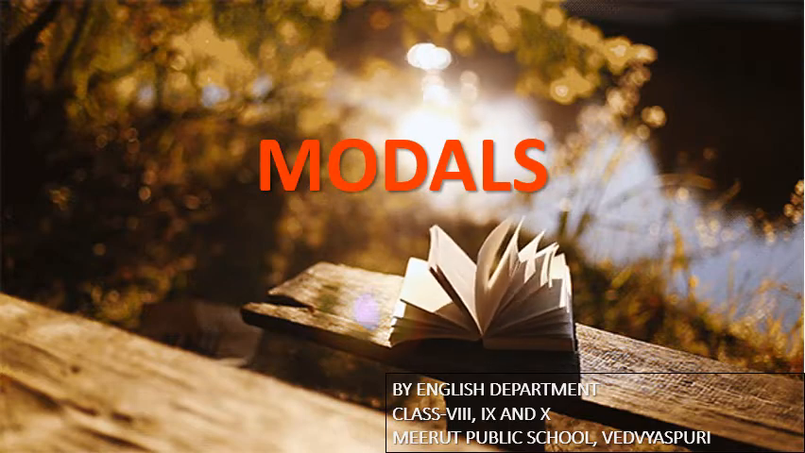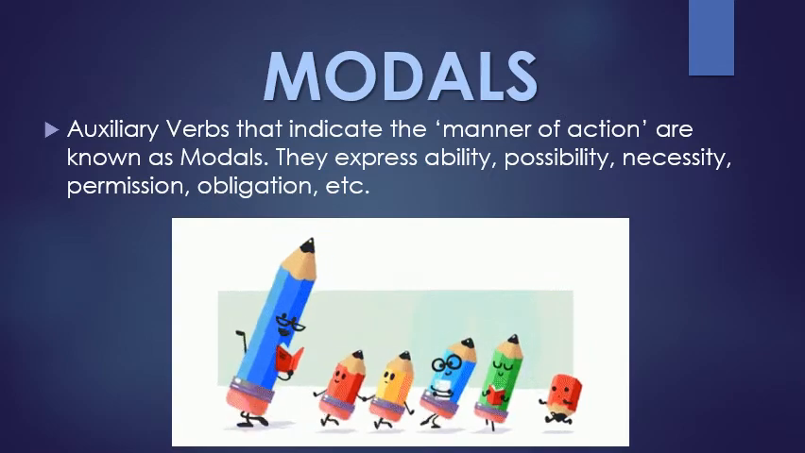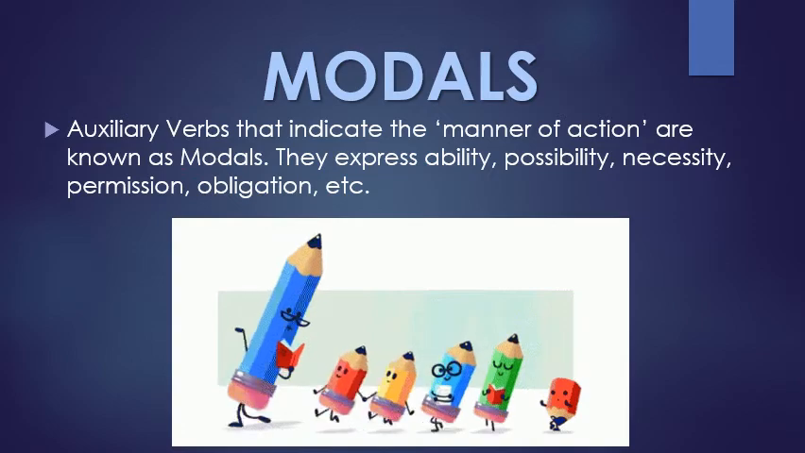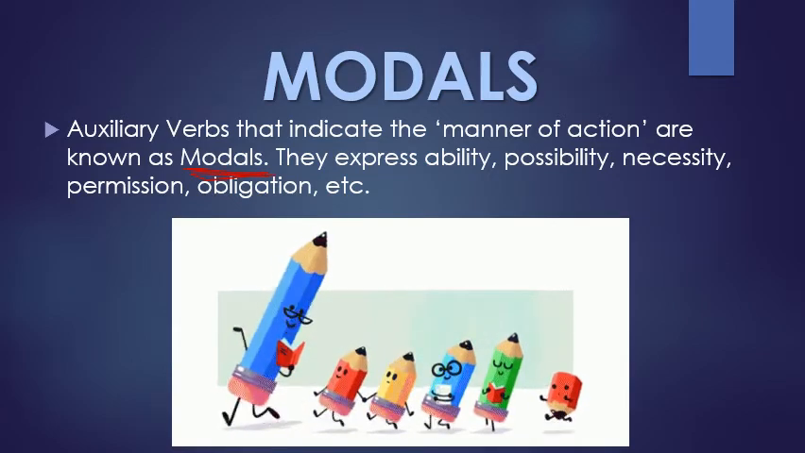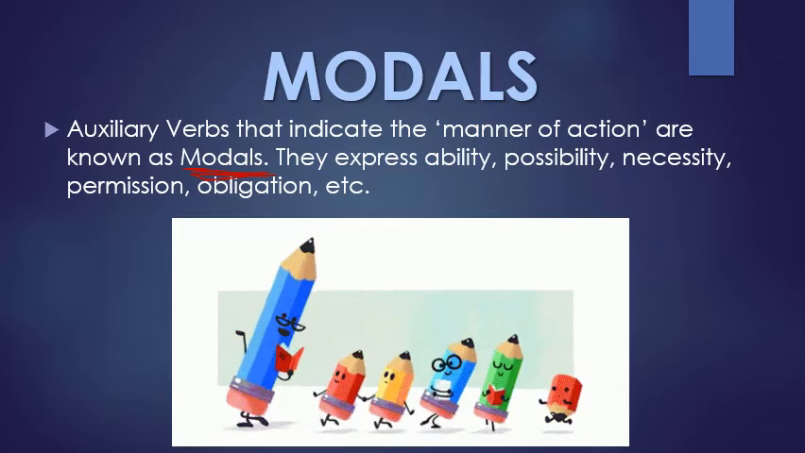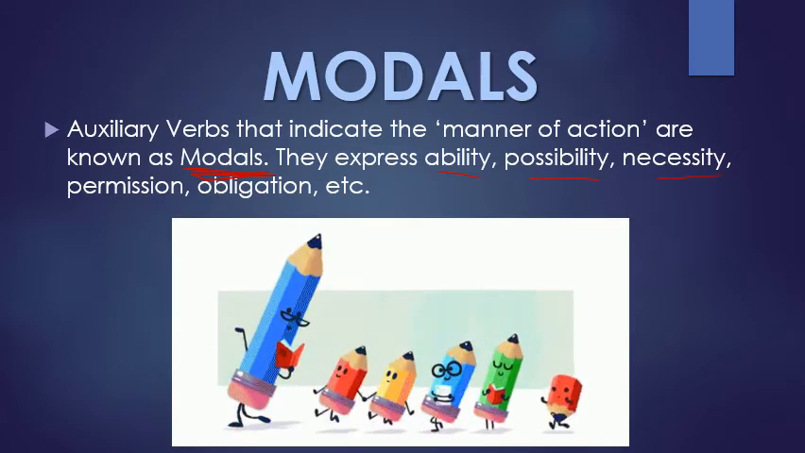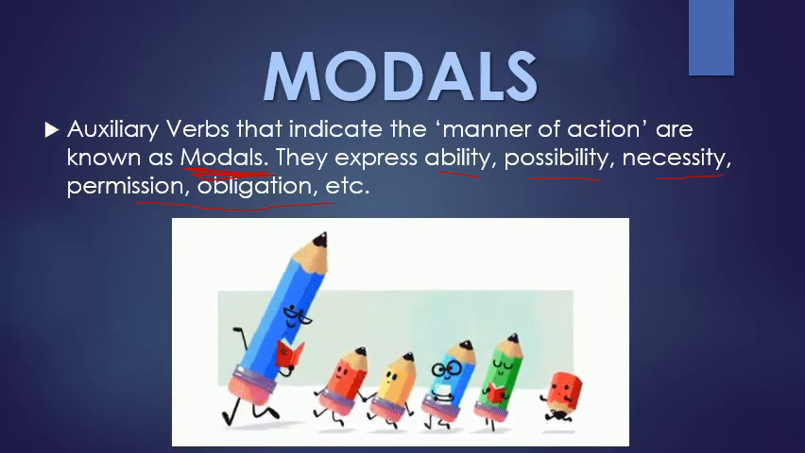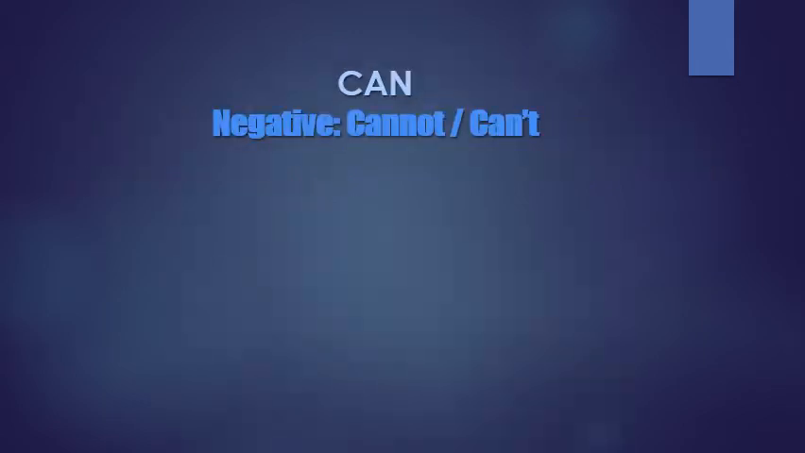So let us proceed. A quick recap: auxiliary verbs that indicate the manner of action are known as modals. Modals are certain verbs that tell us the manner of the action. They express ability, possibility, necessity, permission, obligation, etc. So now in this video, the first modal is can.